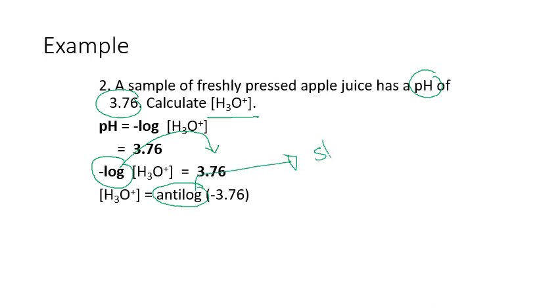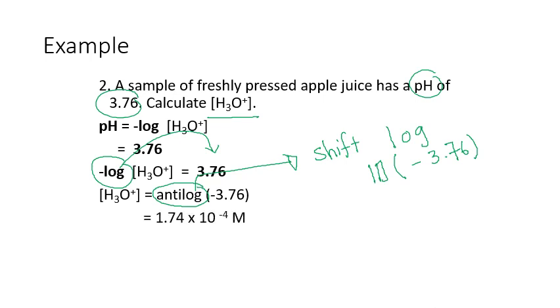So how do you do anti-log on your calculator? You press shift and then follow by log. After you press shift and log, you will see this symbol. Then only you put in the negative 3.76. Once you press the calculator, this is the answer, 1.74 × 10^-4 molar.